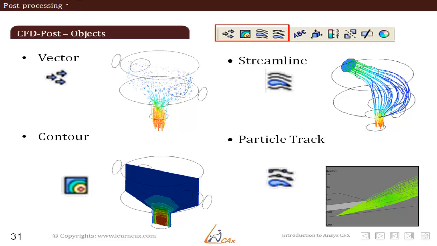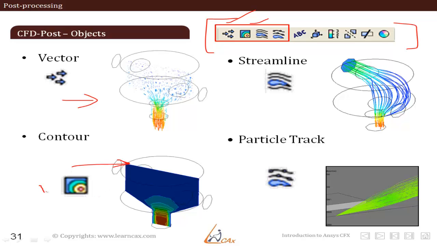There are different qualitative post-processing objects. We will see them one by one. All these are located in this tab of the post-processing. First, the vector. Vectors are nothing but vector plots as shown here. These are the velocity vectors. Next is contours. Contours are contour lines and they can be filled.